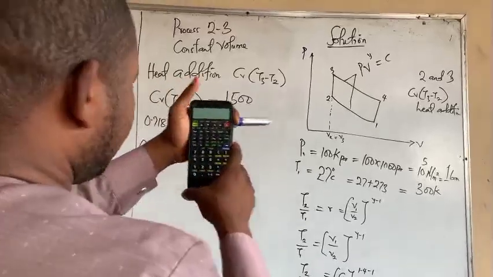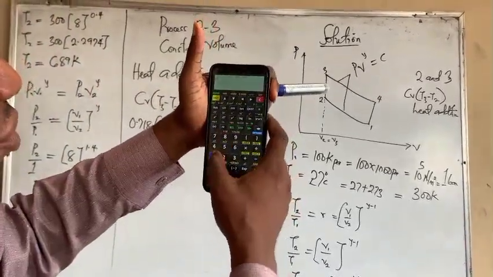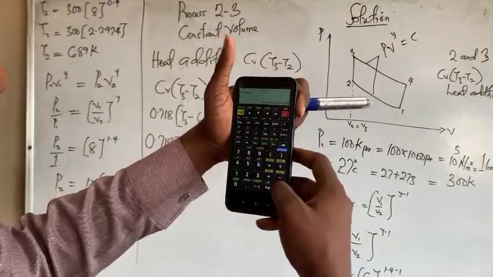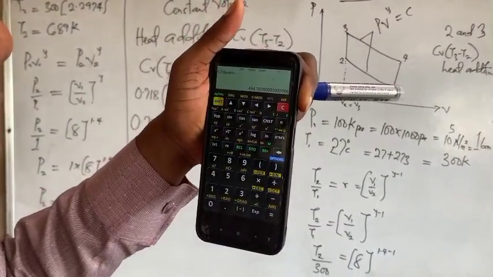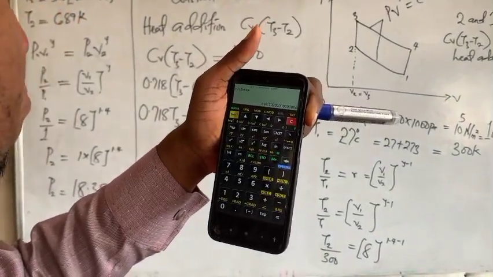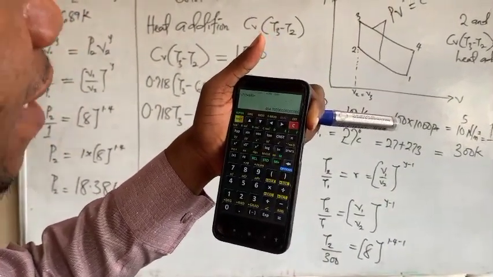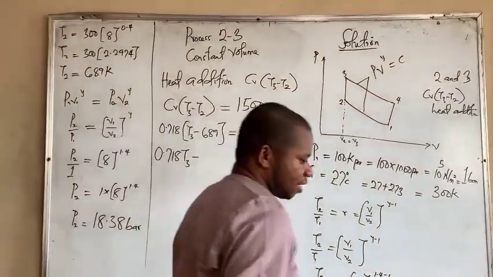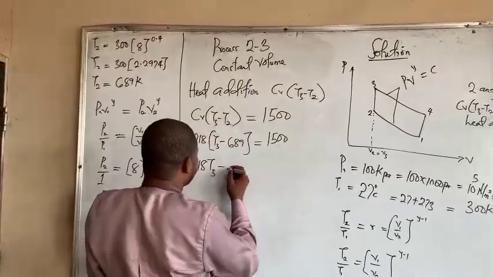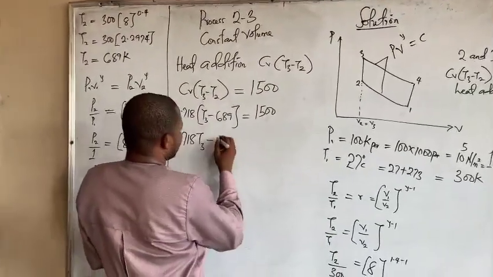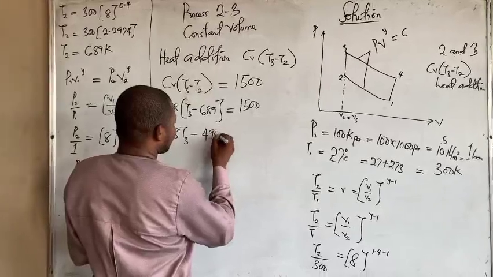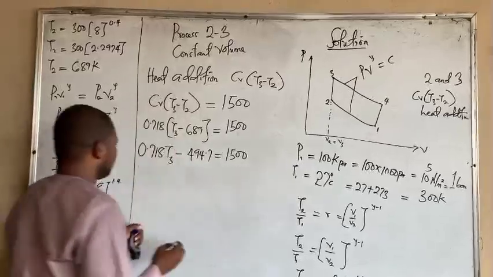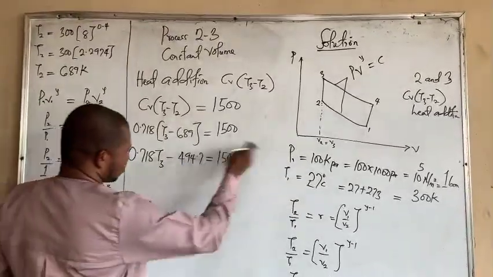This is my power calculator. 0.718 multiplied by 689 is 494.7, approximately 495. Let me still maintain the decimal value here. I have this multiplied by this giving 494.7, and then it equals 1,500. What do I do? I collect like terms: this one moves to this side.